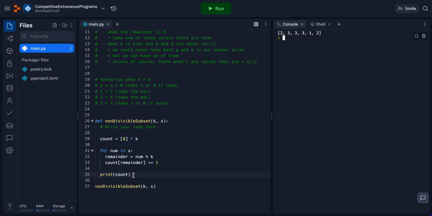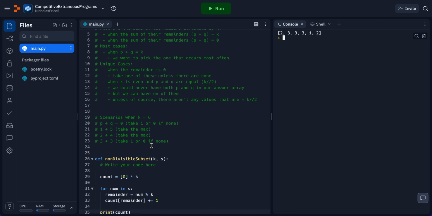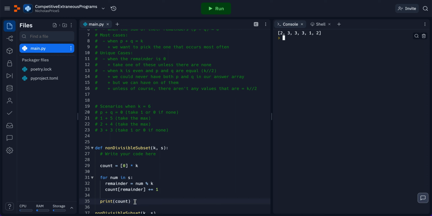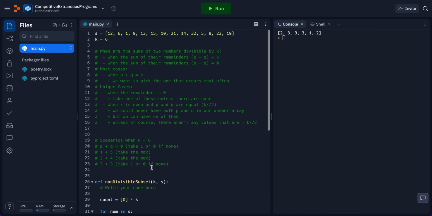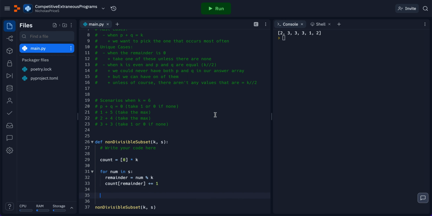Okay, great. So we have the counter that we want. Now we start to apply all of this logic. Let's start with our unique scenario. We could really do this at any point, but let's start with our scenario 0. Let's work through our array in order. So what's the first value that we're going to consider?